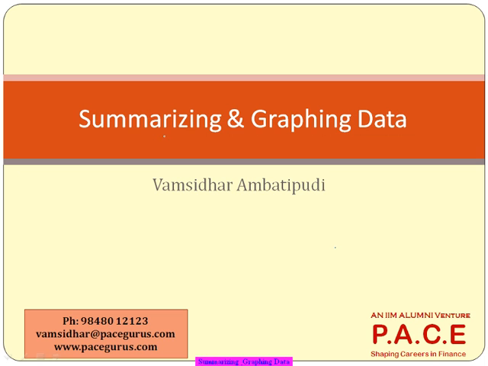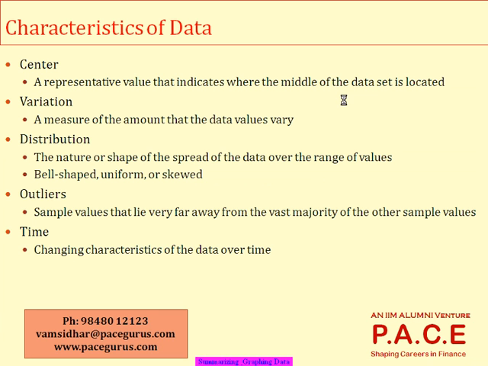So the first part, I would be focusing on what are the different methods to summarize the data, and what are the different common graphs that are available for us. Alright. Now, the first thing we need to understand about any data is every data has 5 characteristics. For every data, I can classify the characteristics into these 5.